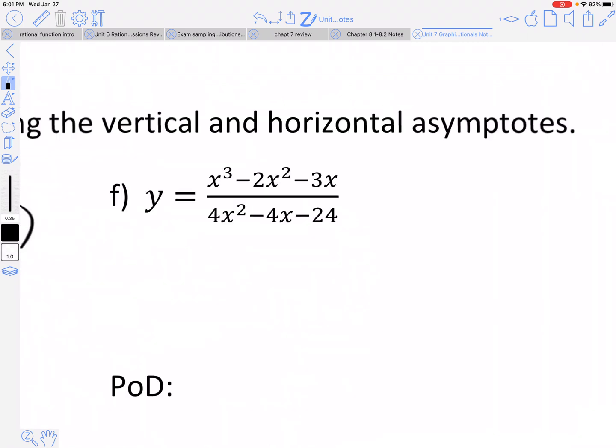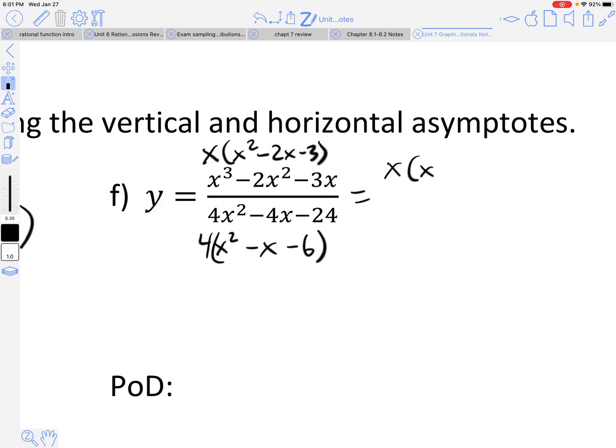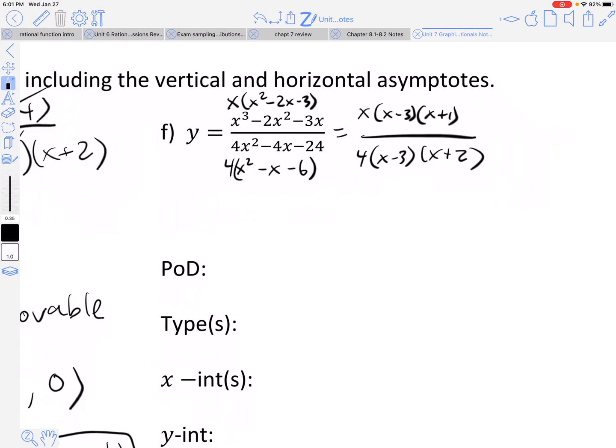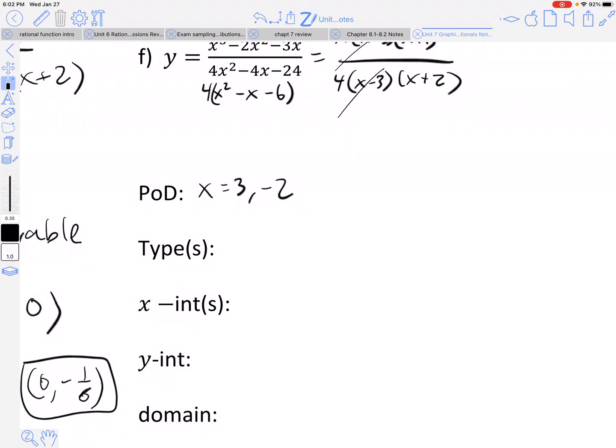Okay, point of discontinuity for f. We got a factor. If you hate factoring, you've really hated this quarter, right? Okay, 4 times x squared. Okay, so continue factoring. Hopefully you're doing this, not just watching their board, right? Okay, factored out, cancel out. Okay, we have points of discontinuity at 3 and negative 2, so I'm looking at the denominator. Types: we've got a removable one, removable, and we have a non-removable.